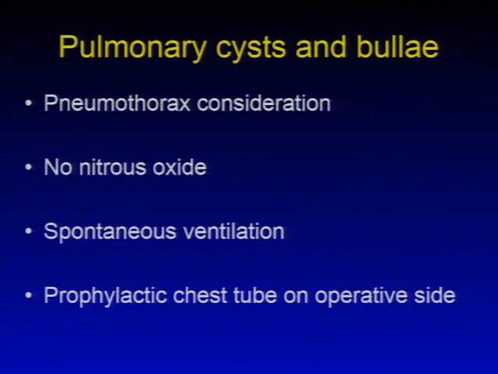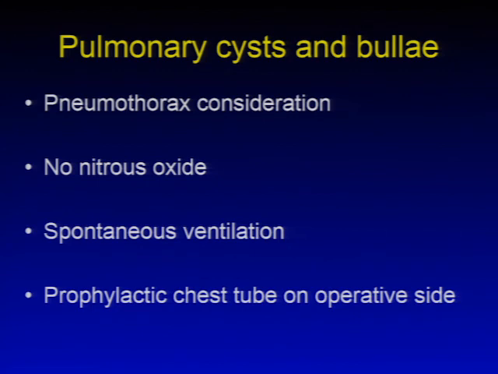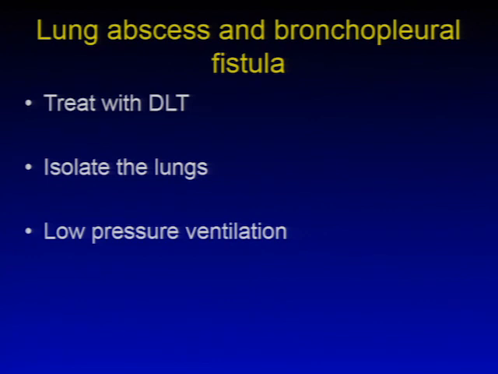Spontaneous ventilation would be preferred because positive pressure has the chance to rupture the cysts and bullae. And in fact, a prophylactic chest tube may be appropriate for the operative side. A prophylactic chest tube, by the way, is also appropriate if a patient has pleural effusion and you're unable to ventilate appropriately. For a lung abscess and bronchopleural fistula, generally treated with a double lumen tube.